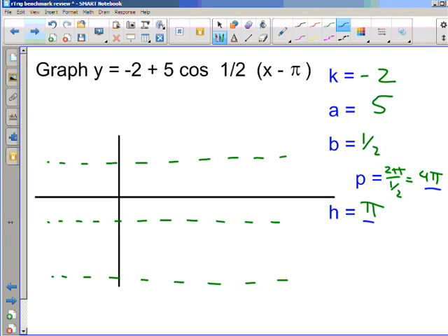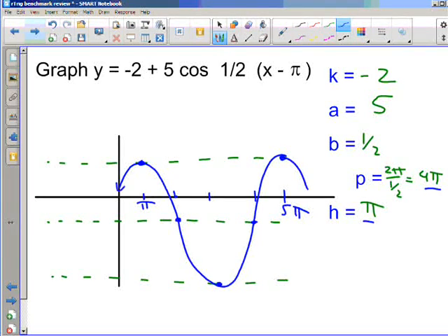And starting at π and ending 4π later, that's out here at 5π. This is a cosine curve which starts at its max, ends at its max, and halfway in between would be here, somewhere in here. And then it's tempting to put a dot on the x-axis, but you want to put it on the sinusoidal axis for the symmetry you need. And there you go. There's the sketch of this graph.